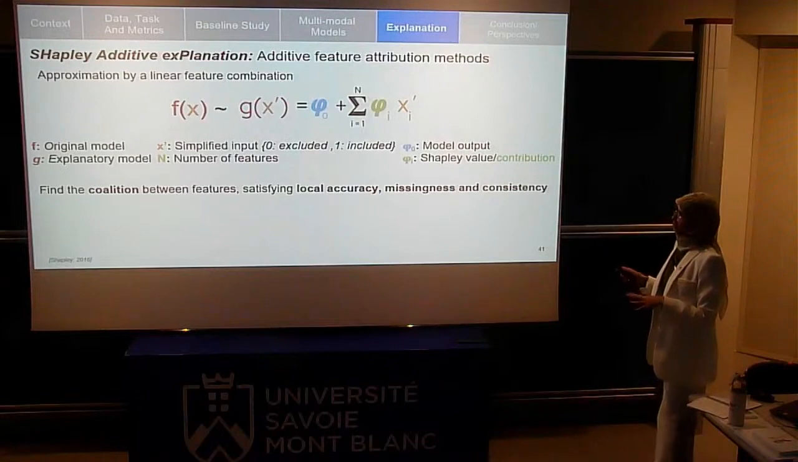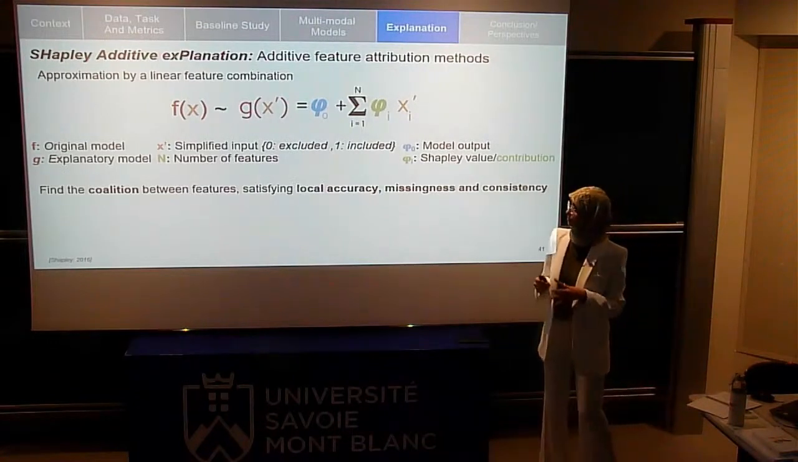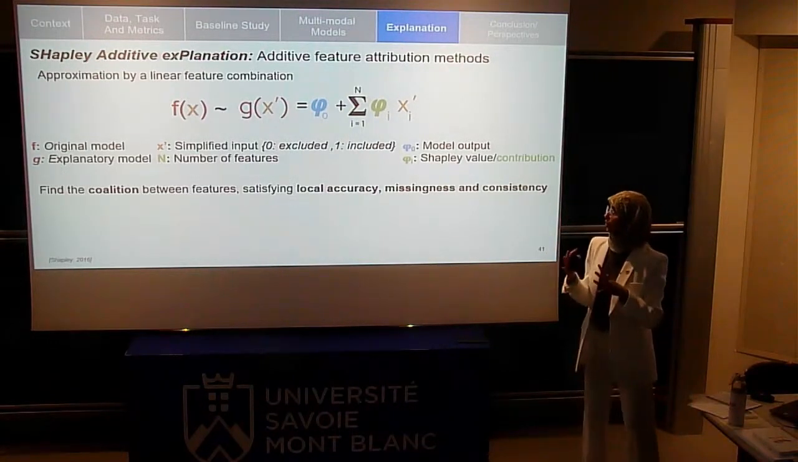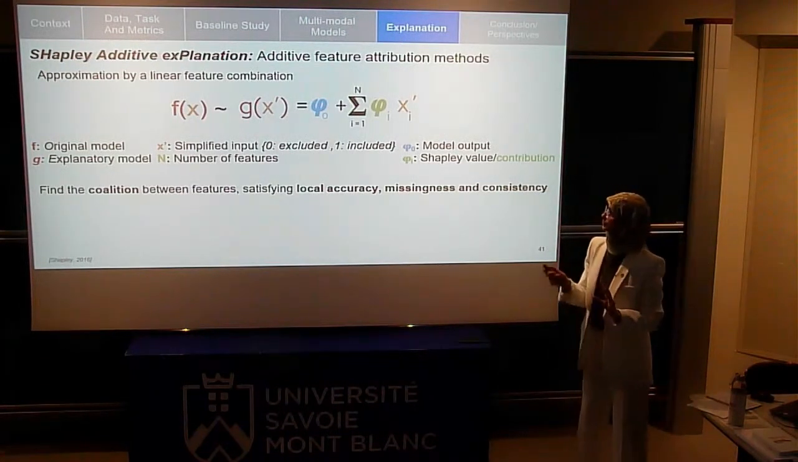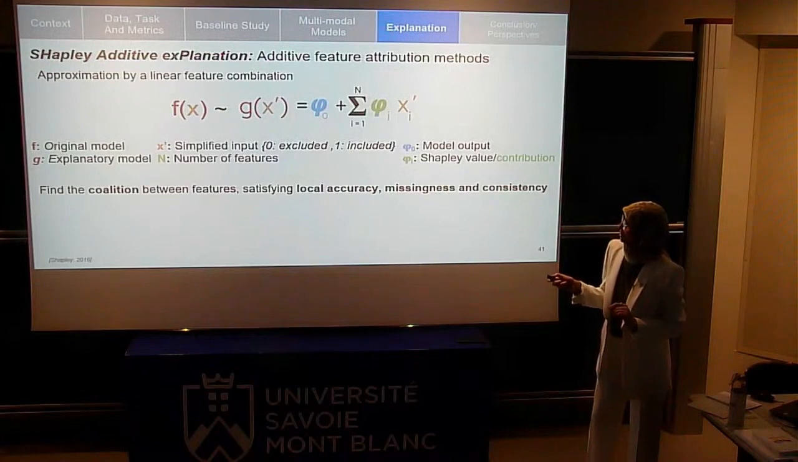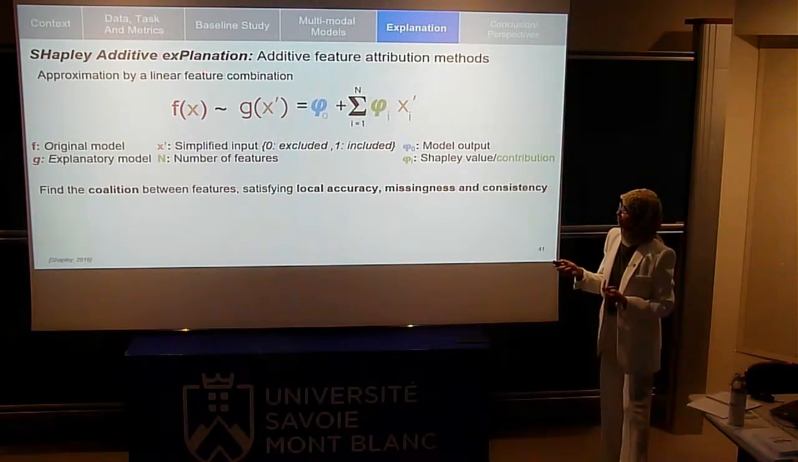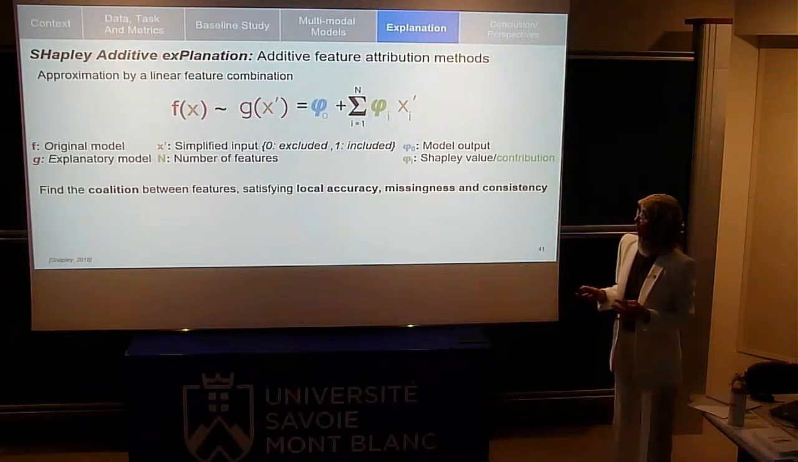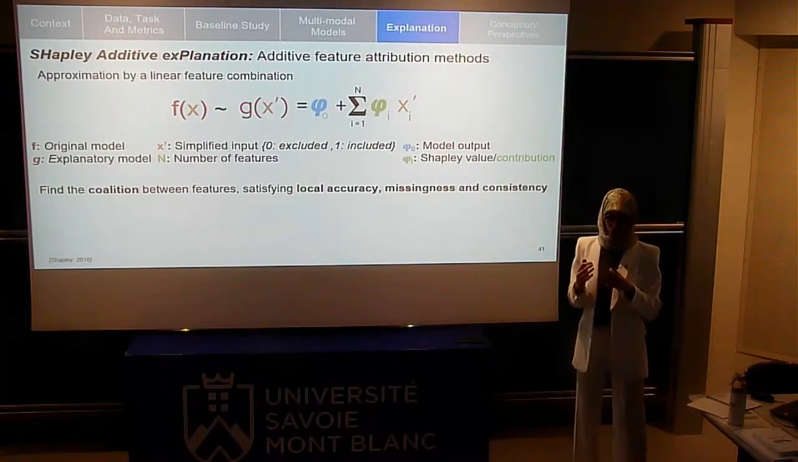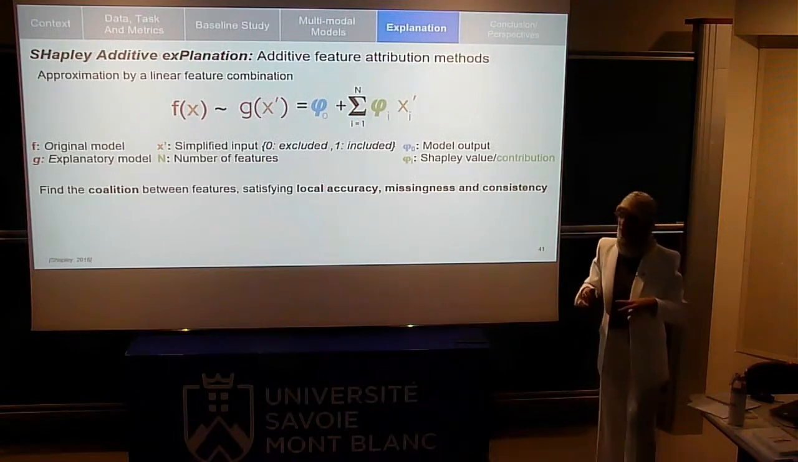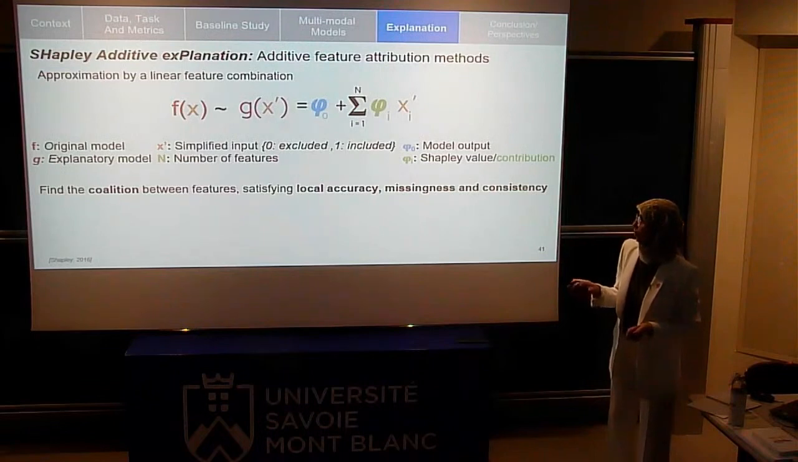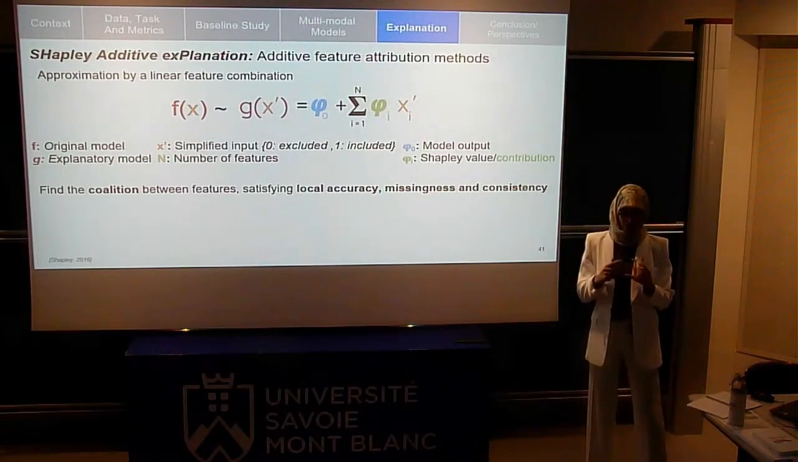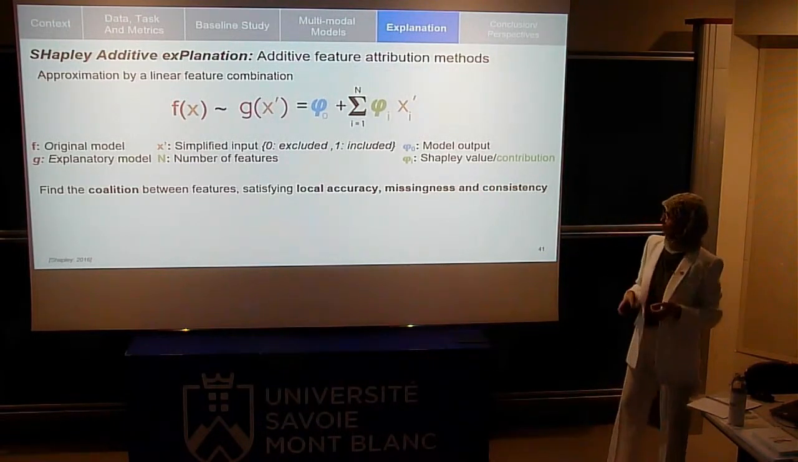I'm going to start by explaining the Shapley additive method. This is an approximation of a complex deep learning model, a black box deep learning model. We want to approximate it with an understandable explanatory model by a linear combination. Here, the goal is to find the coalition between several features that we can call simplified features, simplified inputs, while satisfying three properties: accuracy, consistency, and missingness.